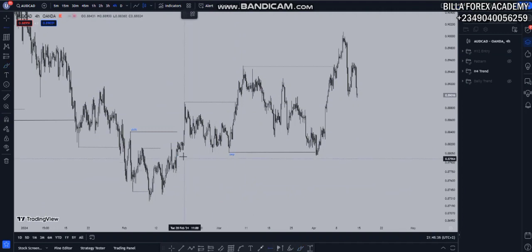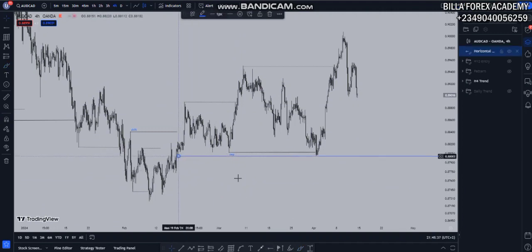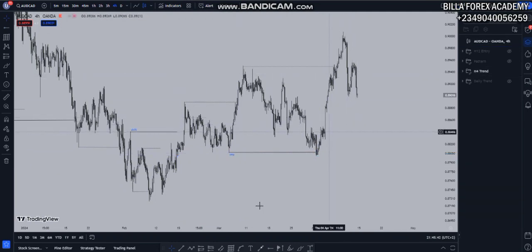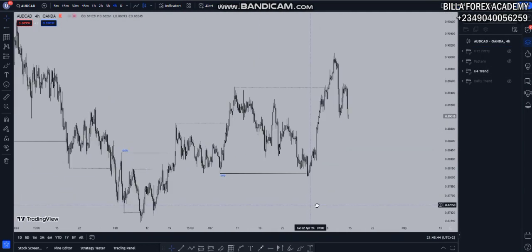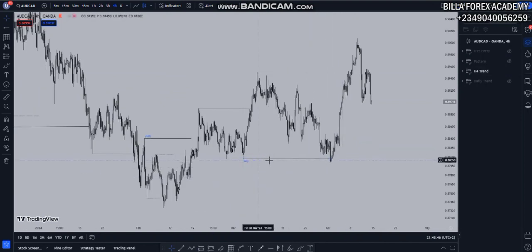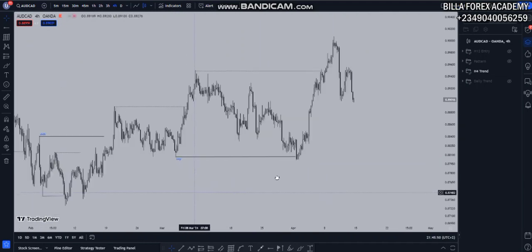So let's just mark that out. But I don't think price took it out. Price just came too close and went back up, so that was not needed for now. So what do we see? Price gave us a sweep here, then kind of pulled back to this demand zone.